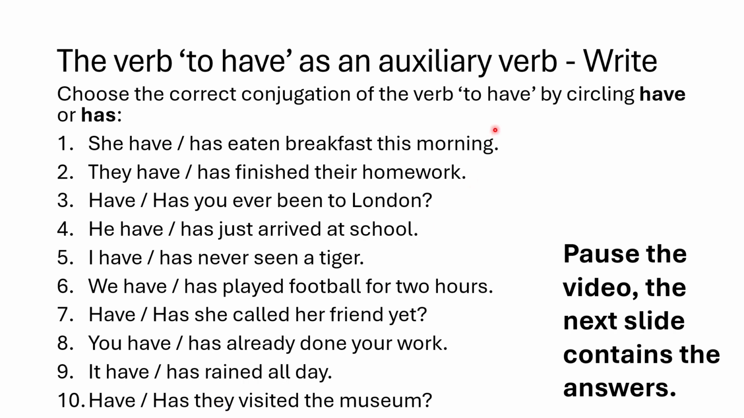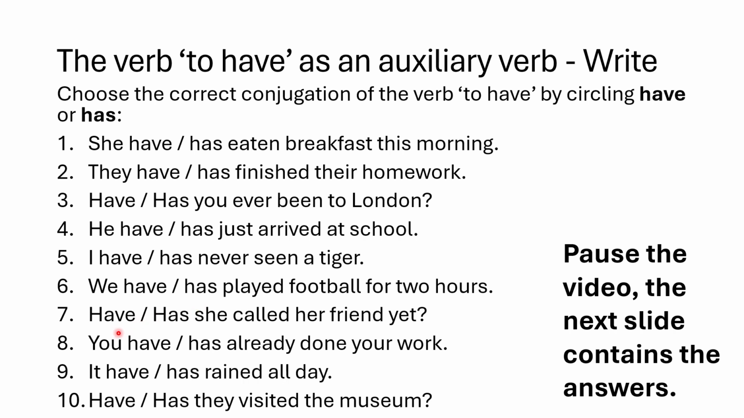Choose the correct conjugation of the verb to have by circling have or has. 1. She have eaten breakfast this morning, or she has eaten breakfast this morning. 2. They have finished their homework, or they has finished their homework. 3. Have you ever been to London, or has you ever been to London? 4. He have just arrived at school, or he has just arrived at school. 5. I have never seen a tiger, or I has never seen a tiger. 6. We have played football for 2 hours, or we has played football for 2 hours.